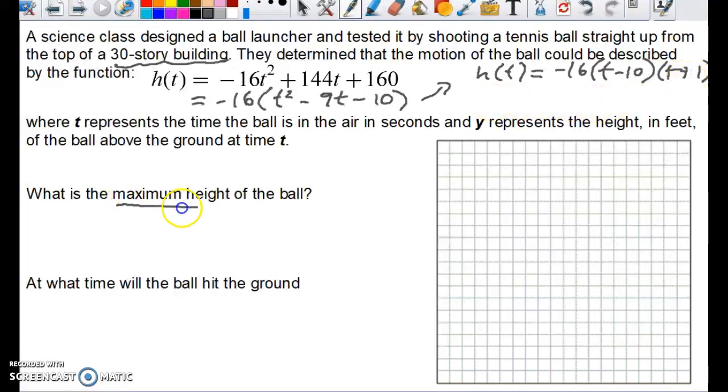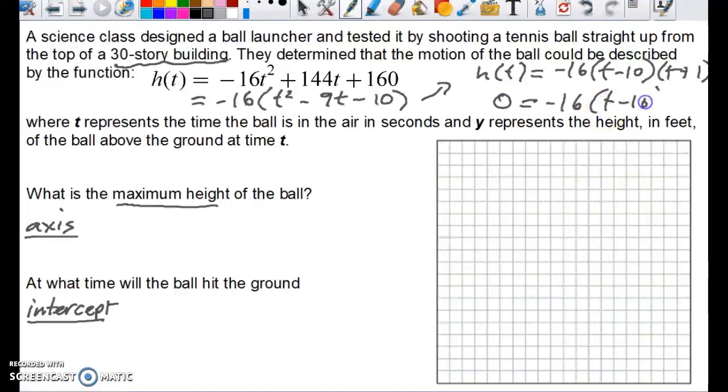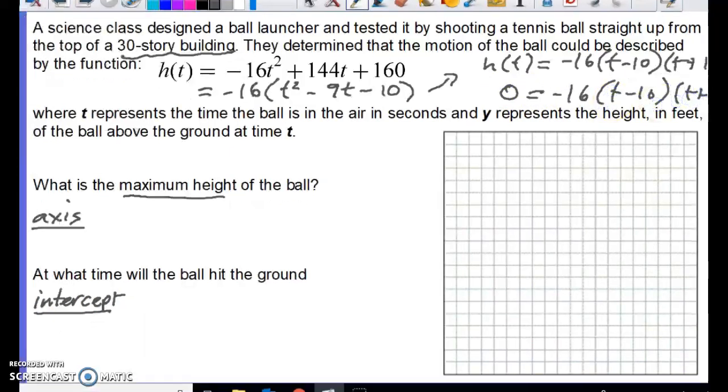And again, if I want to know the maximum height of the ball, I need that vertex, which means I need the axis, which means I need the intercepts. So to find the intercepts, I need to set those factors equal to 0, because y will be 0. Okay, t minus 10, t plus 1.